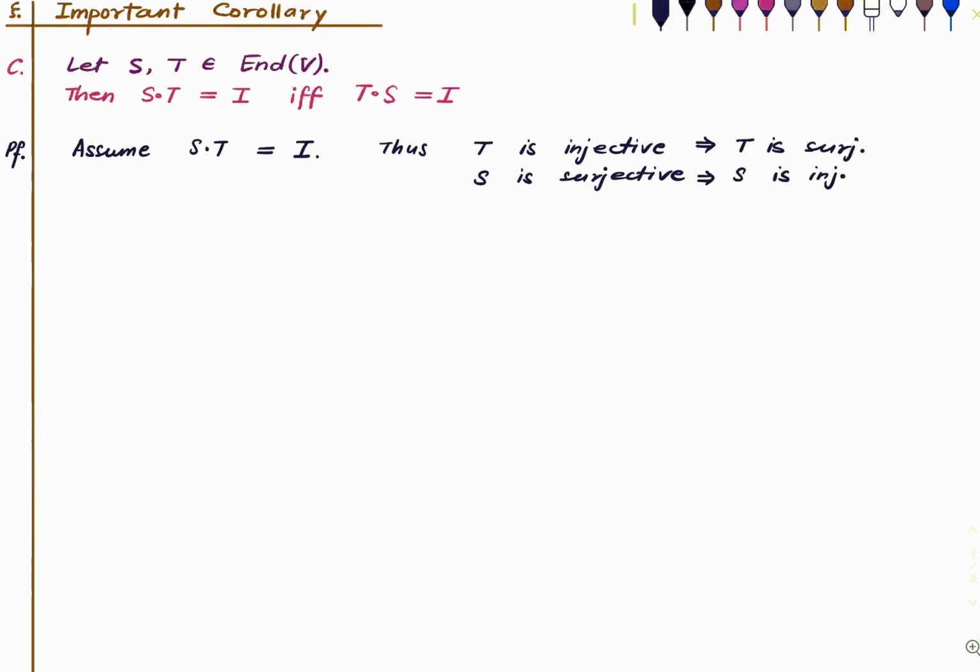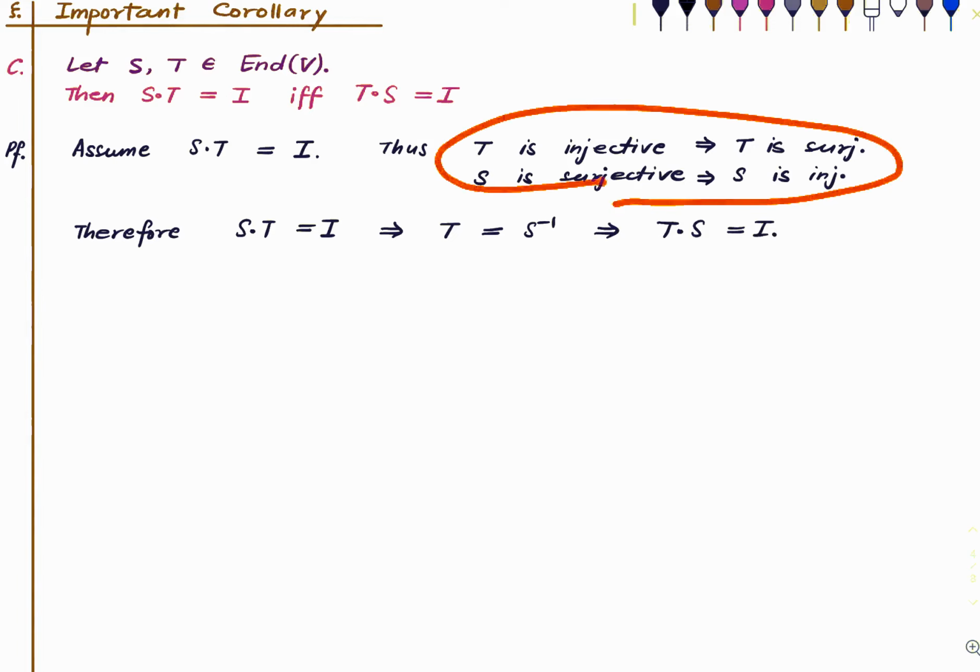So both S and T are bijections, and therefore now it's a set theoretic thing. Therefore, the equation that we started with implies T is the inverse of S, which implies TS is identity. So from this point on, it's just a set theoretic deduction.